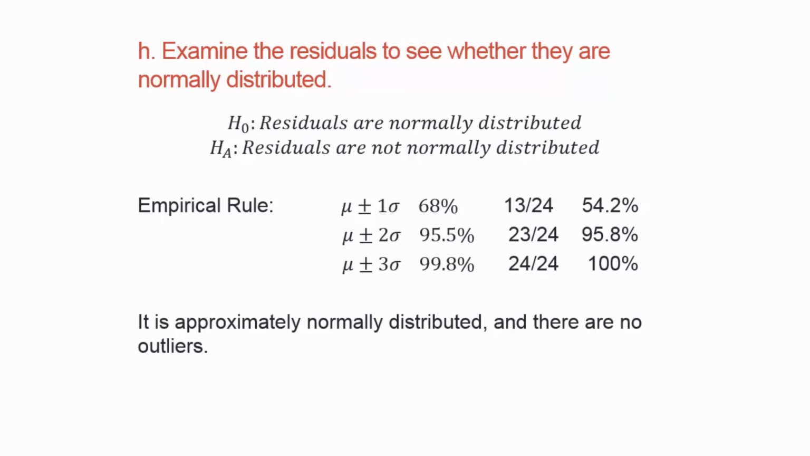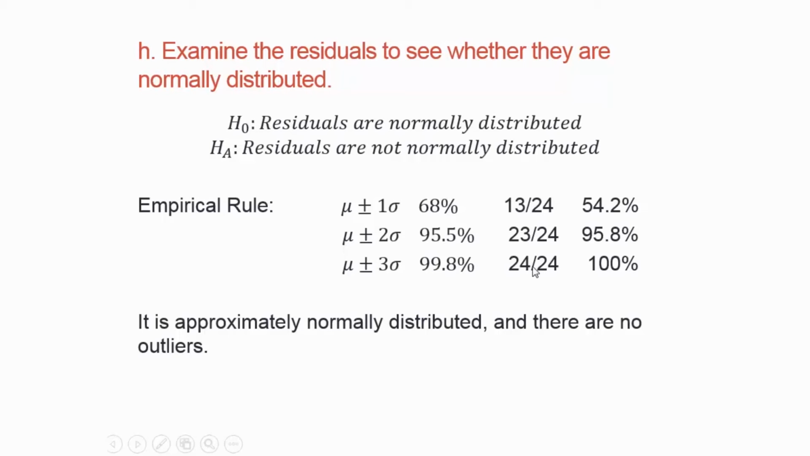Next, we want to examine the residuals to see whether they're normally distributed. So what I do here is I compare to the empirical rule, which applies to normal distributions. The null hypothesis, notice, is the residuals are normally distributed. The alternative is they're not normally distributed. So I take the 1, 2, and 3 standard deviations and add and subtract from mu. These are the expected percentages based on the empirical rule. This is what I actually found in my sample data.